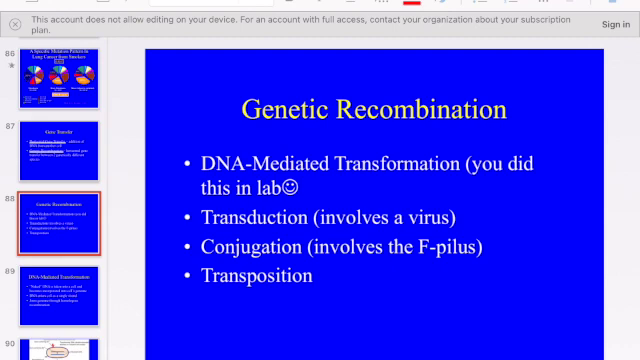Three major ones that we will talk about. DNA-mediated transformation. I have here that you did this in the lab. When we have lab in person, we would have done that experiment by now, but we have not, so you can ignore that little part. The process of transduction, which involves a virus, and then the process of conjugation. We already talked about transposition, so we're just going to focus on these first three.